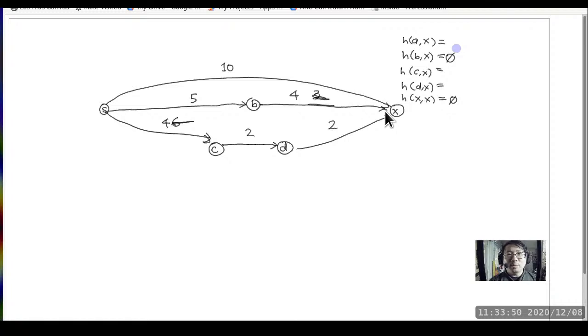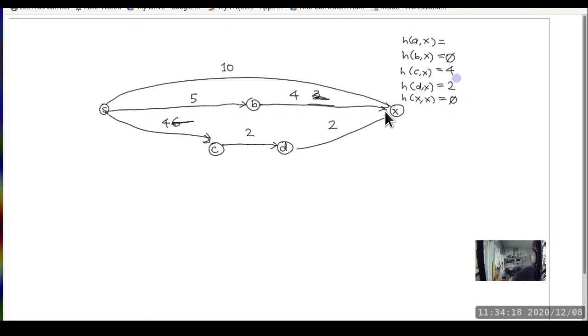Because now, by the time we get to SB, the estimate is that the path is going to have a length of 5. That looks really promising. So that is how we try to make things as promising as it seems. From CD and CX, we want it to be as realistic as possible, which is a 4. From D to X, we also want it to be as realistic as possible, which is a 2.